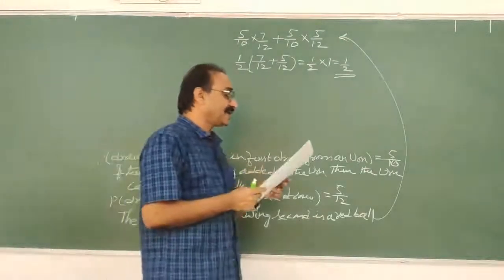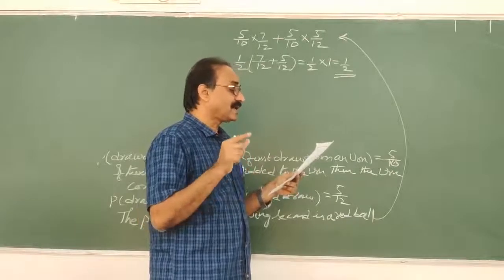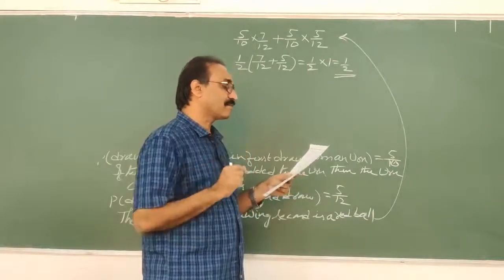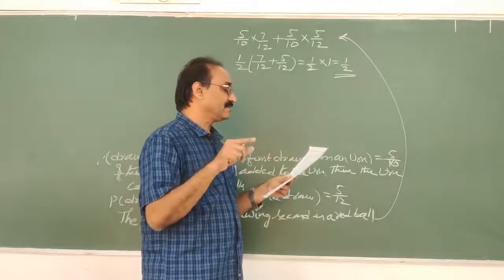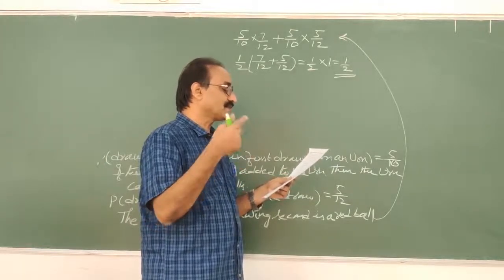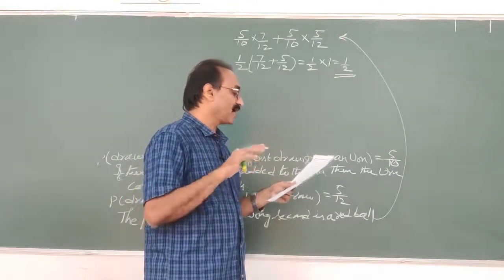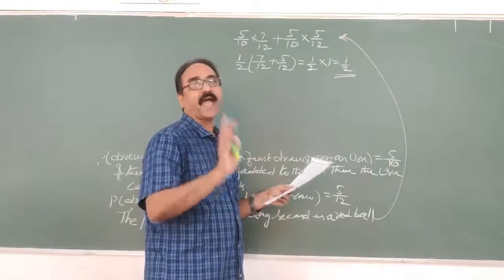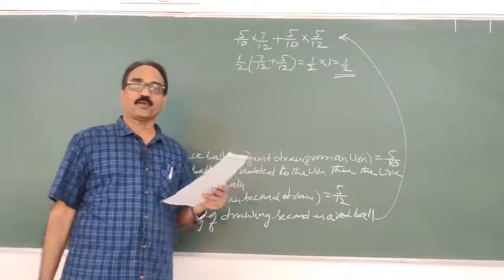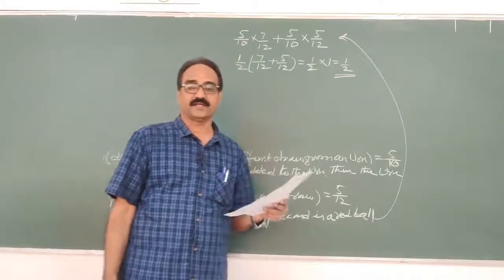Here a bag contains 4 red and 4 black balls. Another bag contains 2 red and 6 black balls. One of the 2 bags is selected at random and a ball is drawn from the bag which is found to be red. Find the probability that the ball is drawn from the first bag.